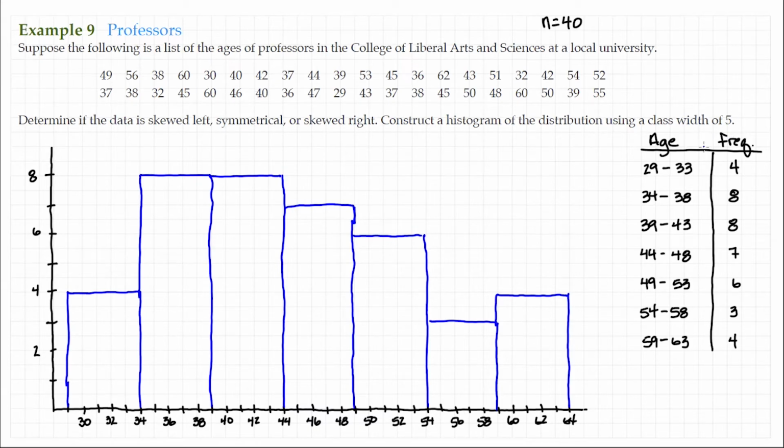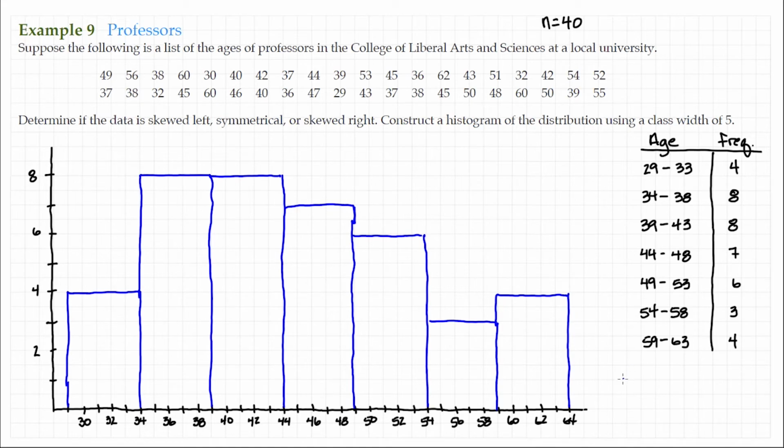With a class width of 5, we have 1, 2, 3, 4, 5, 6, 7 classes. And as we look at this data, it doesn't really seem to favor anything. If we were to think of the shape, if we were to put a line over the top of this, it doesn't really seem to skew too much one way or the other, so it kind of looks like it's symmetrical. The argument can be made that it's symmetrical.